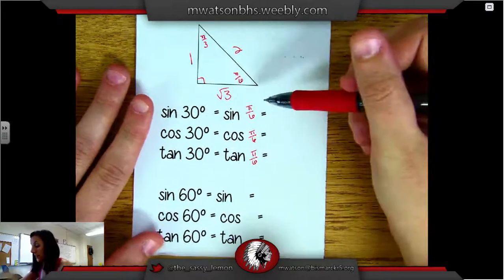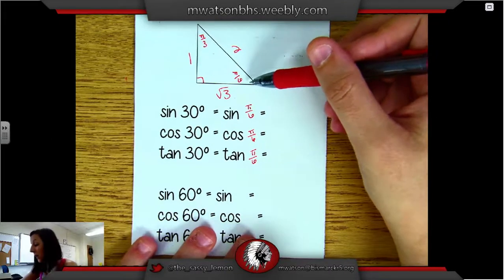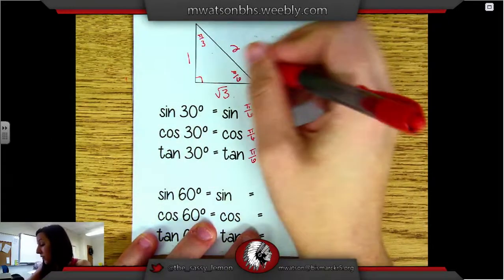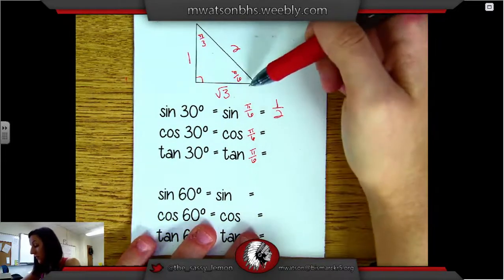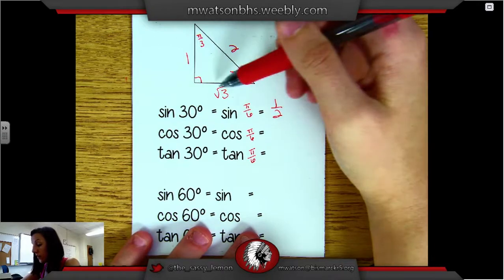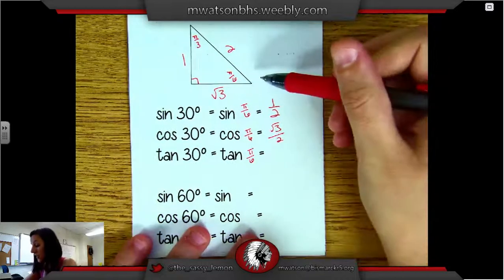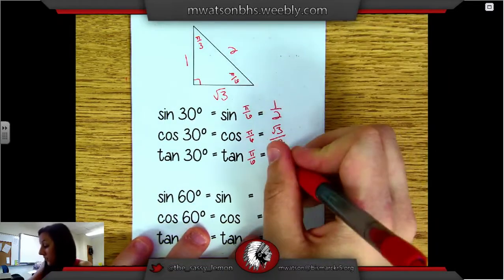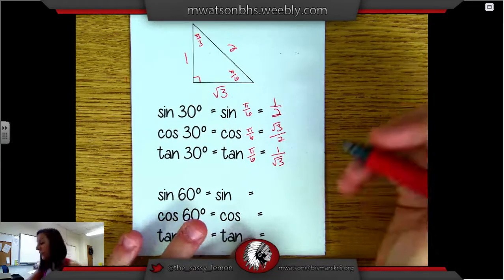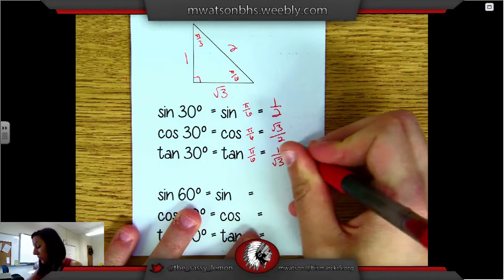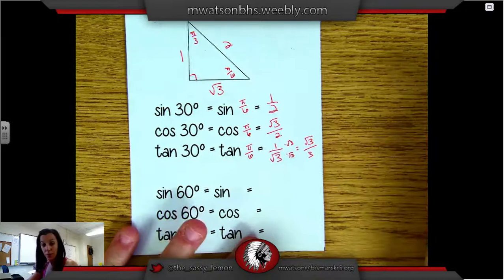And now we're going to find sine of pi over 6. Remember, sine is opposite over hypotenuse, so this will equal 1 over 2. Cosine of 30 degrees, so cosine of pi over 6, is adjacent over hypotenuse, so square root of 3 over 2. And then tangent is opposite over adjacent, which is 1 over the square root of 3. Since we have a radical in the bottom, we're going to have to rationalize by multiplying by the square root of 3 on top and bottom, and then you end up with the square root of 3 over 3.